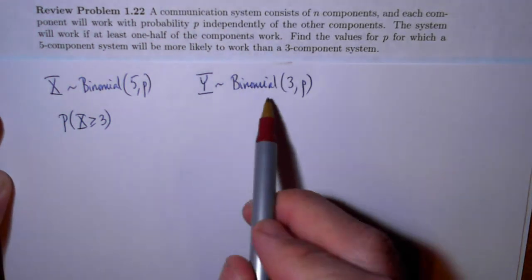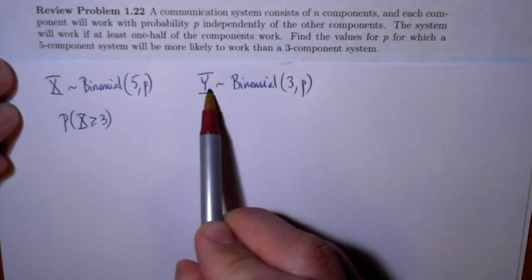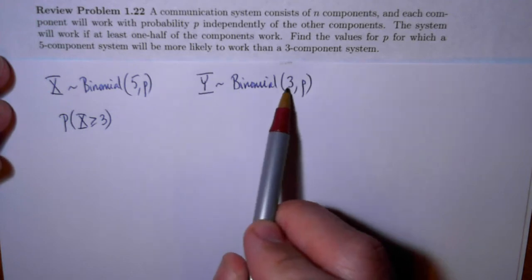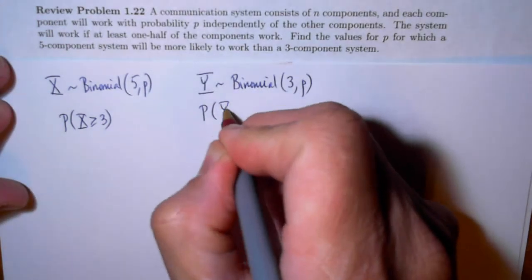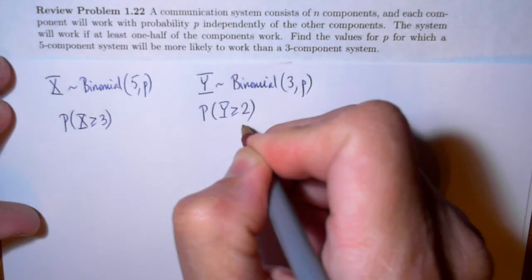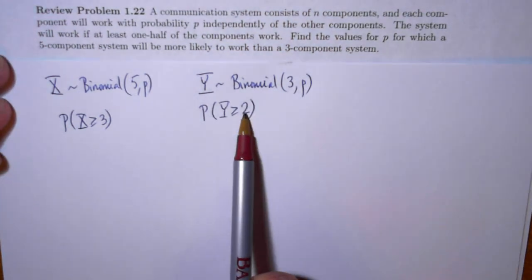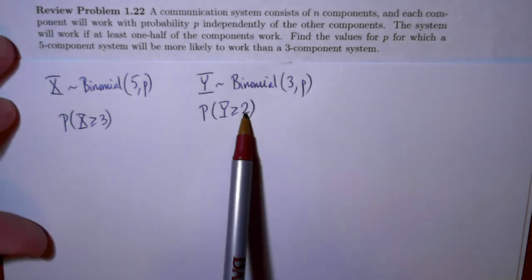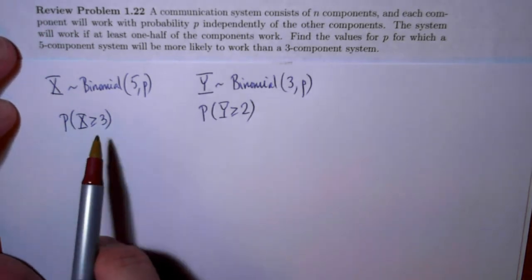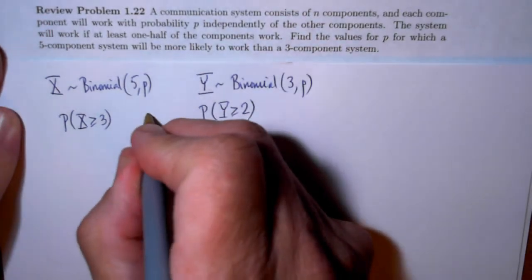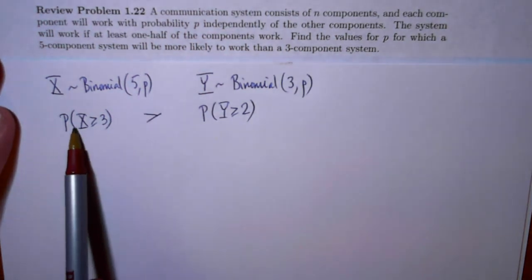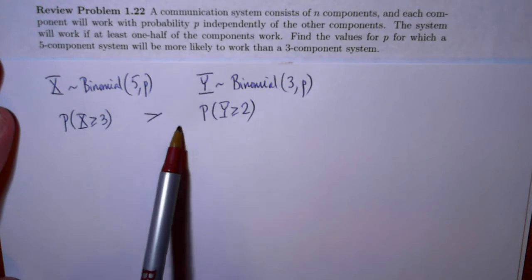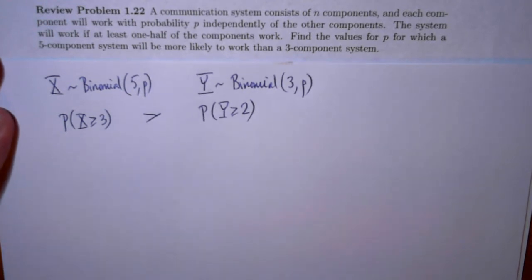Okay? And the chance that at least half of the components over here works, well, that would be the chance that y is greater than or equal to 1.5, and 1.5 can't happen, so the chance that y is greater than or equal to 2. So we're going to be looking for this inequality. Find a condition on p so that the probability that x is greater than or equal to 3 is greater than the probability that y is greater than or equal to 2.